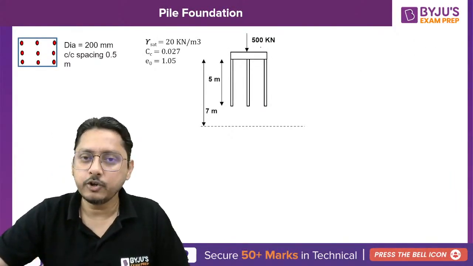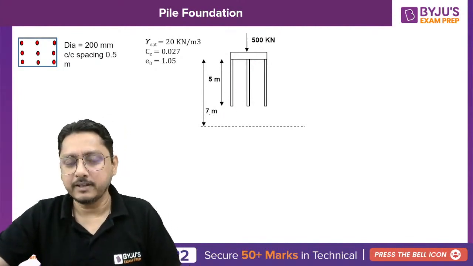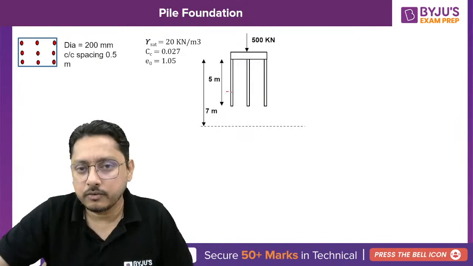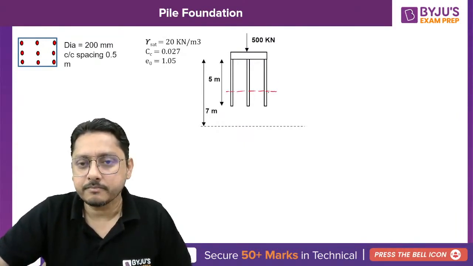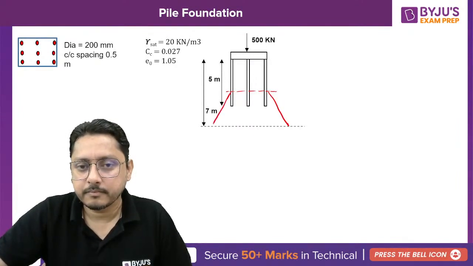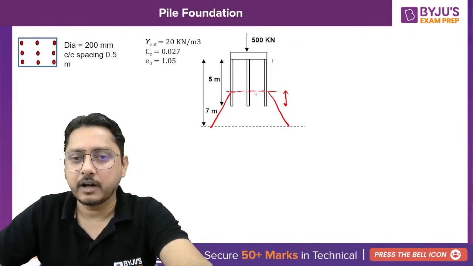So 500 kilonewton is acting here, 5 meter is the length of the pile, 7 meters. At 2 by 3rd, just to calculate what will be the distance, this will be your 1 by 3rd of L, and this will be your 2 by 3rd of L, isn't it? This will be your 1/3 of L, and this will be your 2/3 of L.